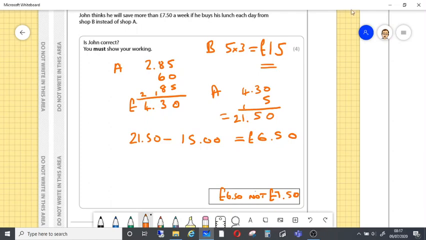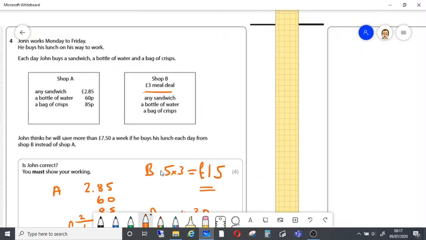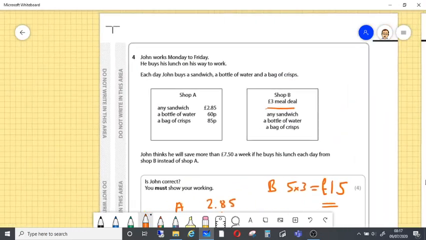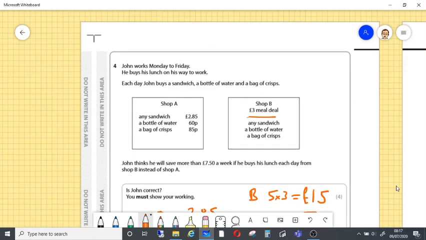And that's it. I think the next one's blank. Let me just have a look and see. Yep, next one's just a blank page. We're all good here.